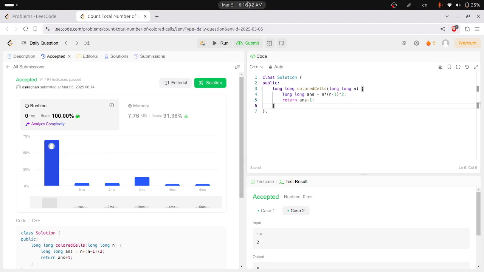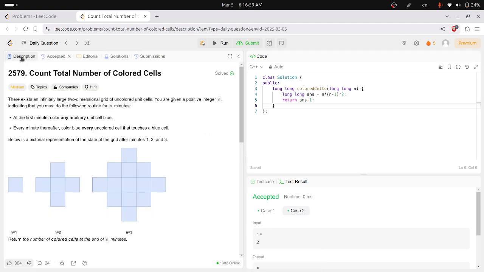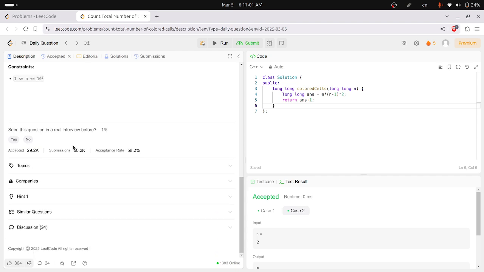It took a longer time to find the optimized solution. Okay, but yeah, this was pretty easy.